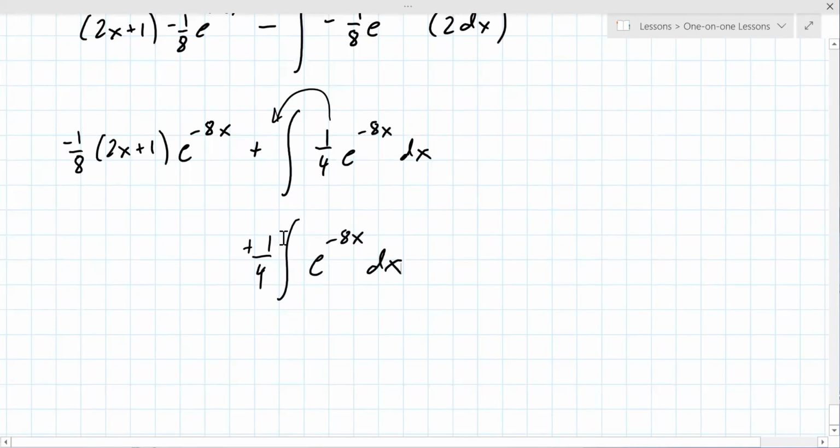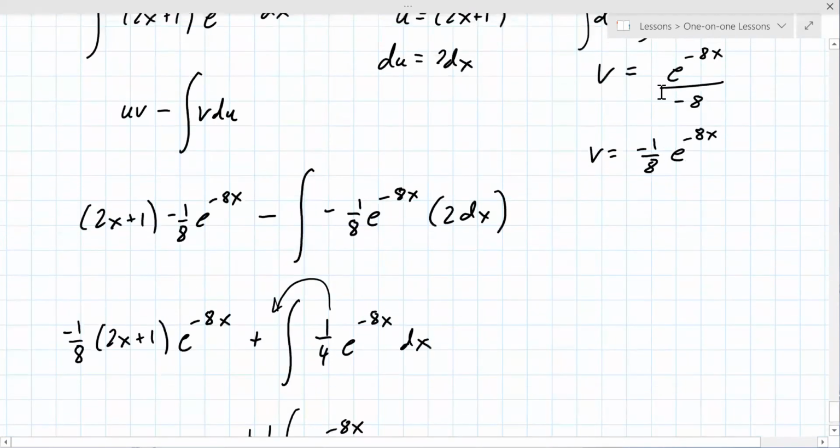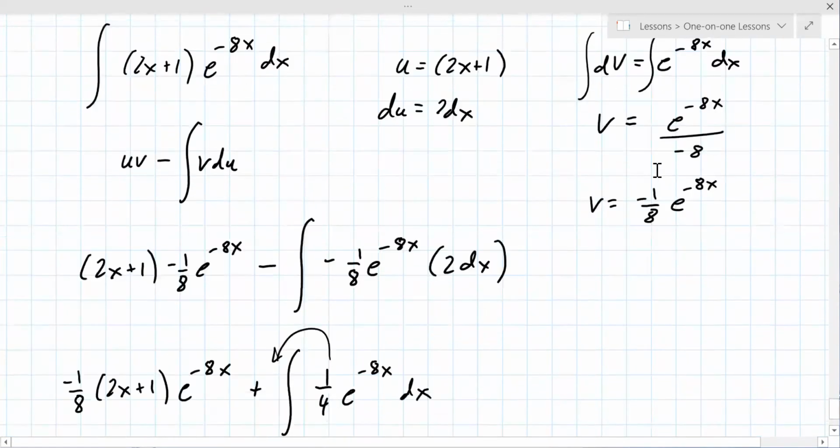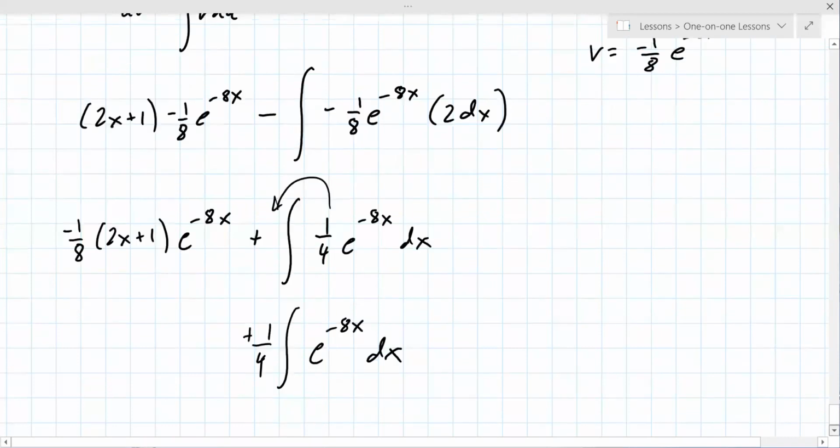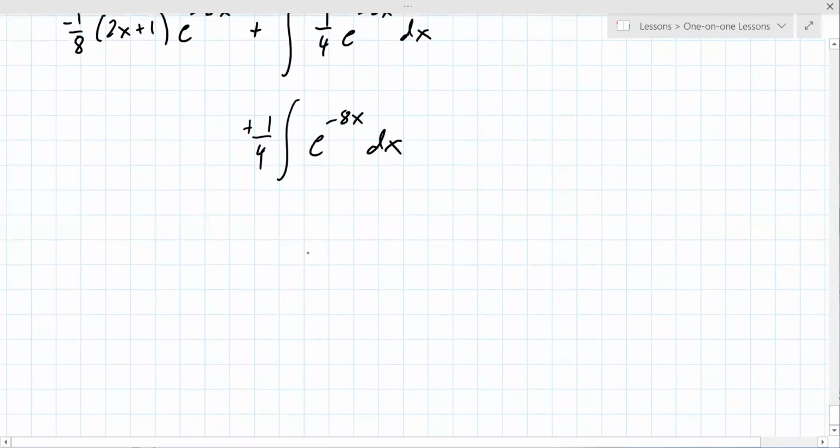And again, keep in mind, you already did this up here. You already have the answer to this. But just again, as review, when you're integrating e, you get itself divided by the thing in front of x, times 1/4 plus c.